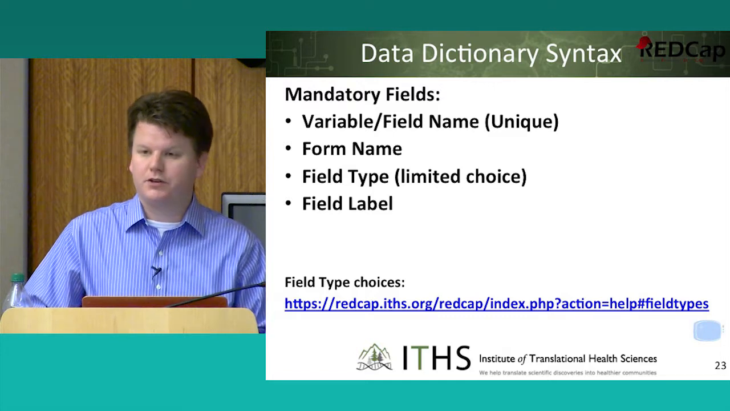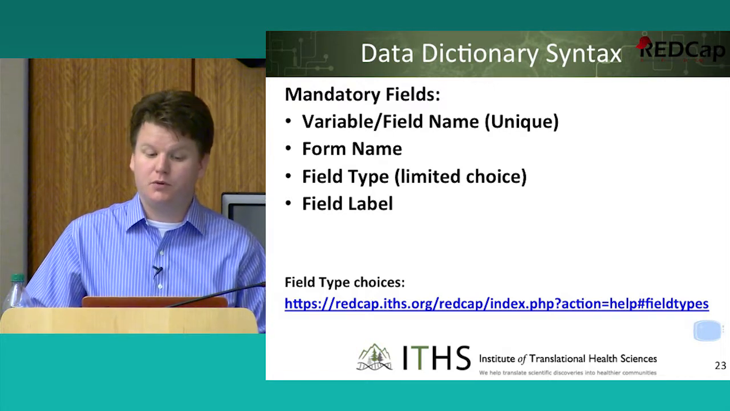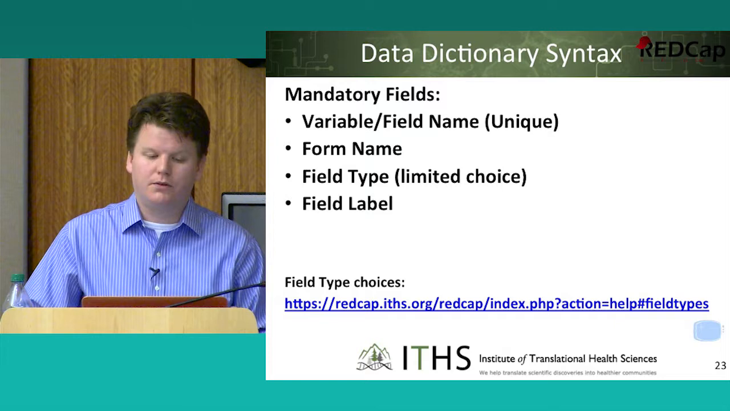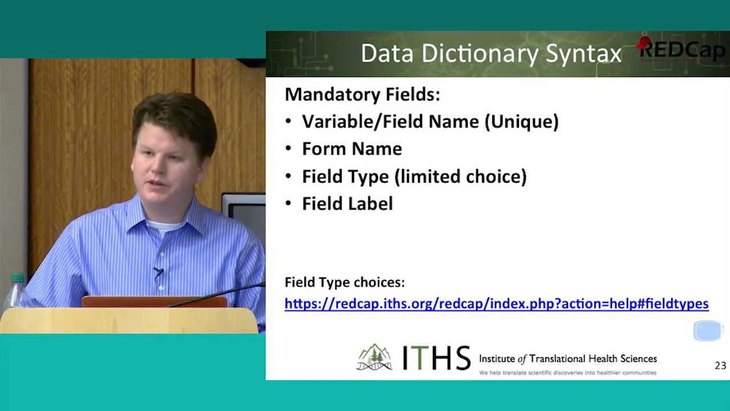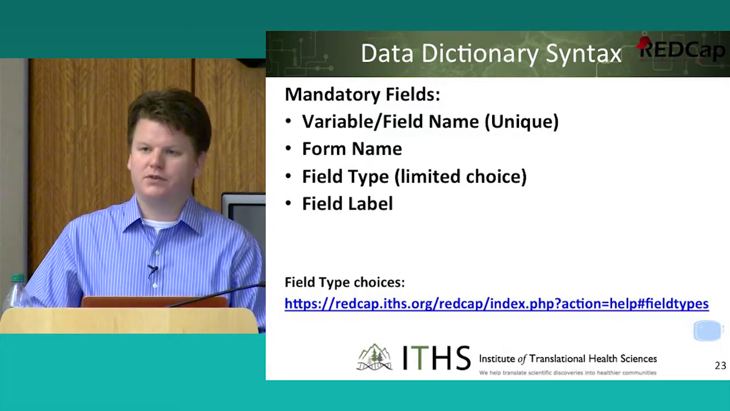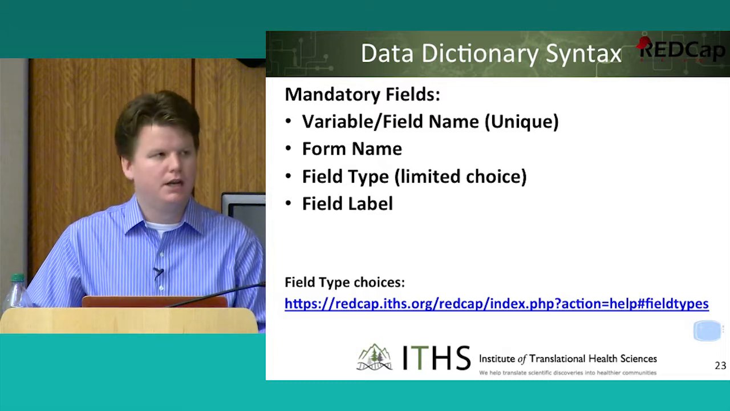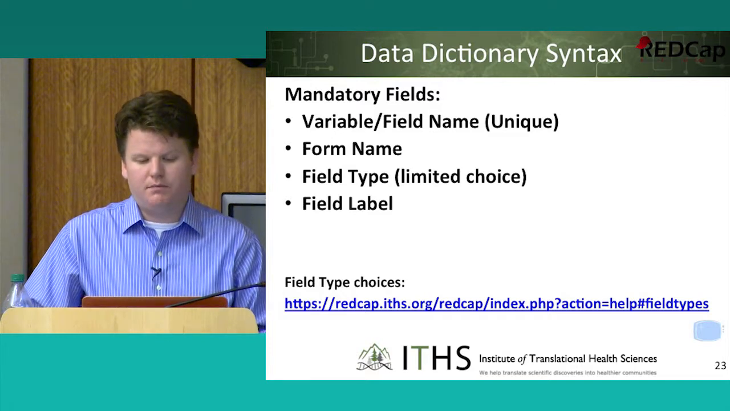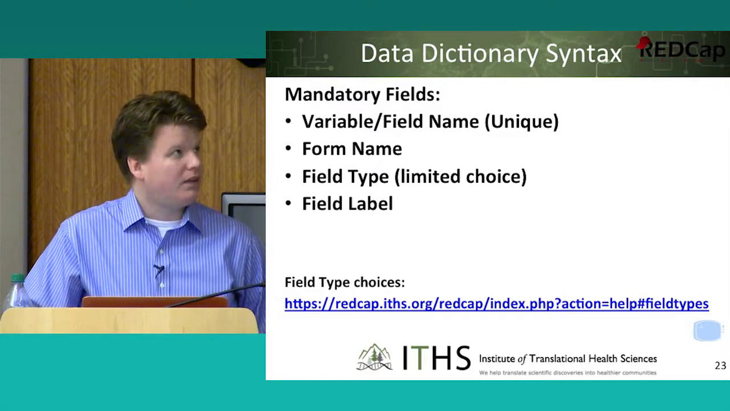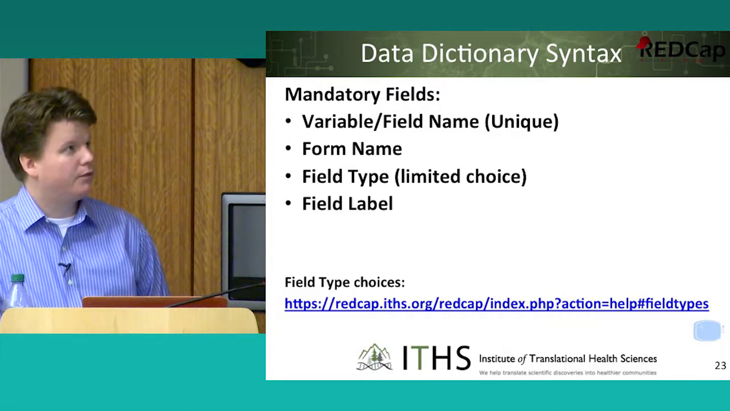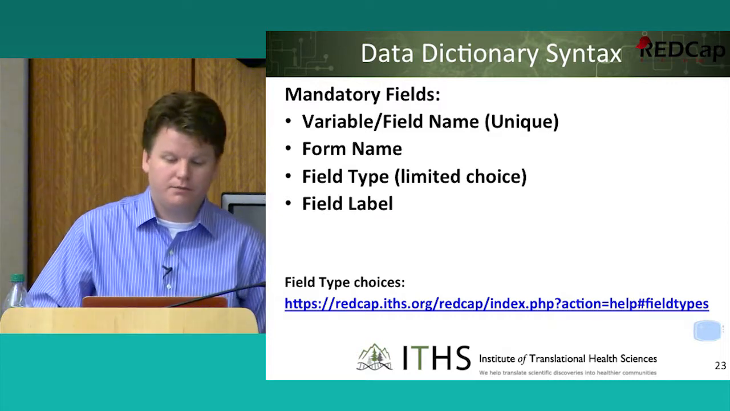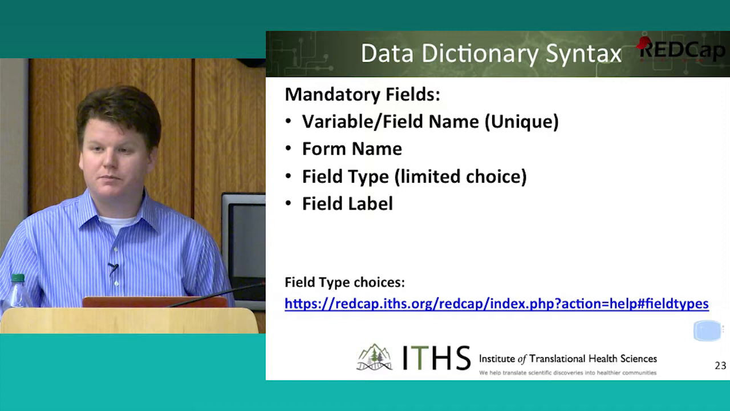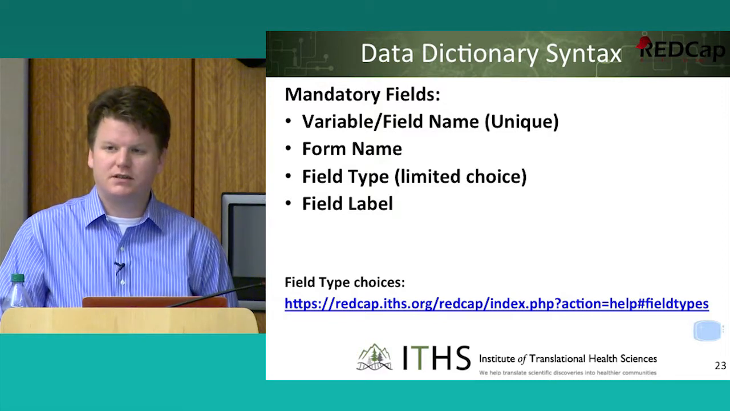The first one you're always going to have to define is the variable or the field name. Variables have to be unique, so you can't have, for instance, medication 1 twice. However, you can have medication 1A and medication 1B, so that's allowed. The first variable in any project has to be the study ID, which is always a text box.